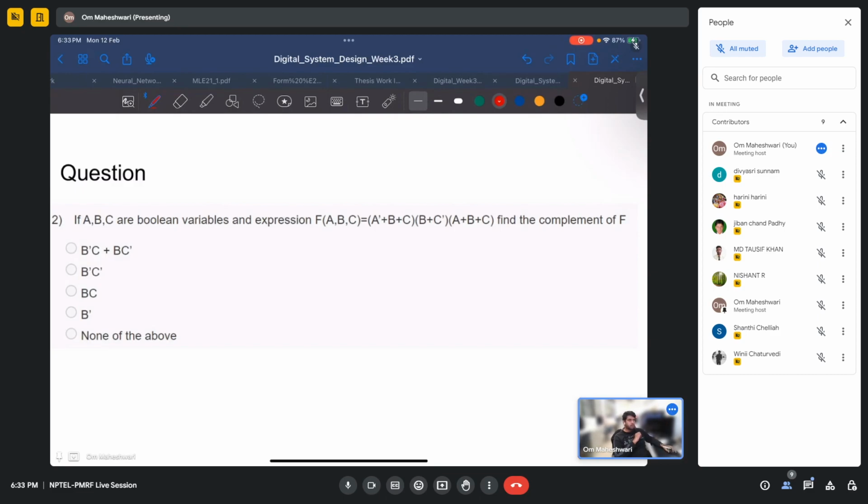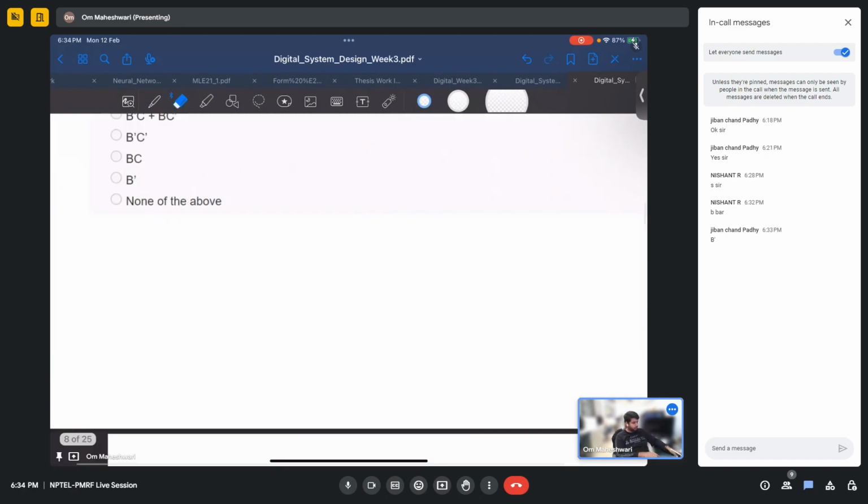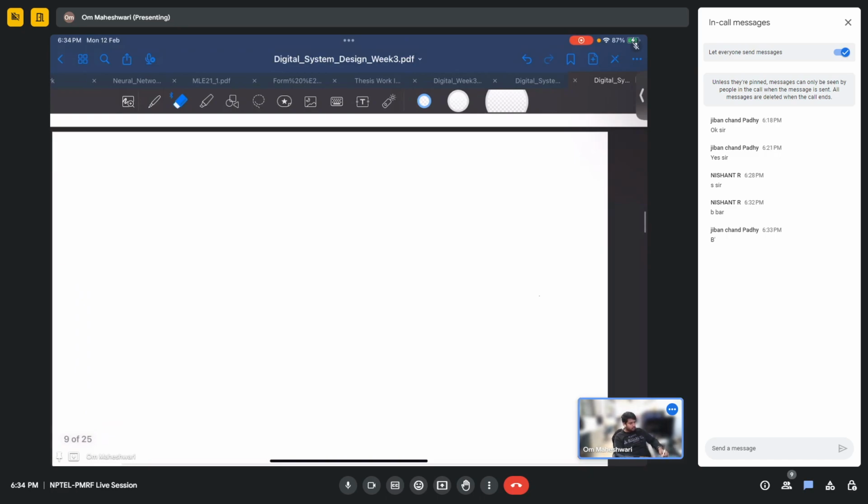So let us see this question. Fine. So you have f equals (a bar plus b plus c)(b plus c bar)(a plus b plus c). So you multiply and expand.